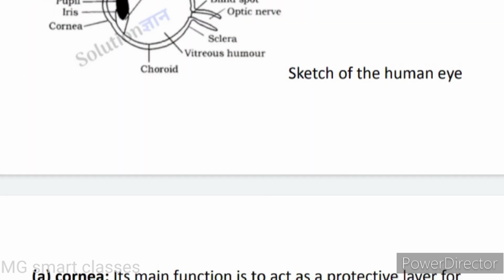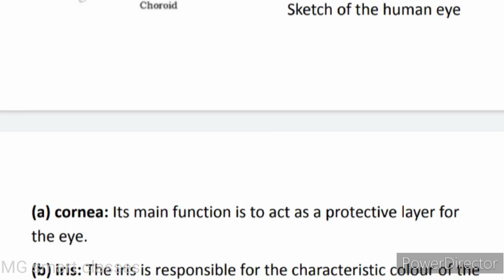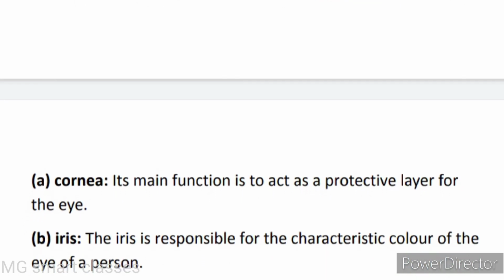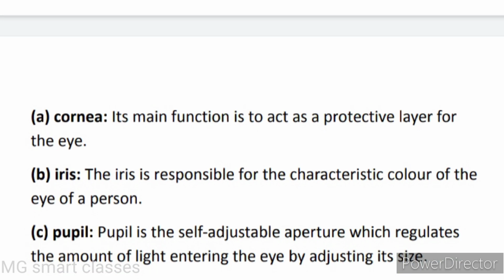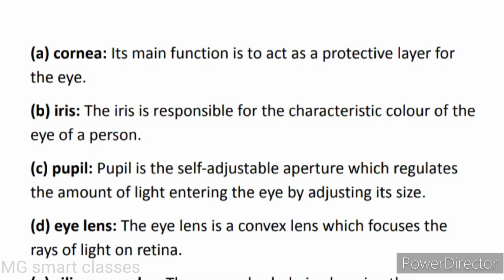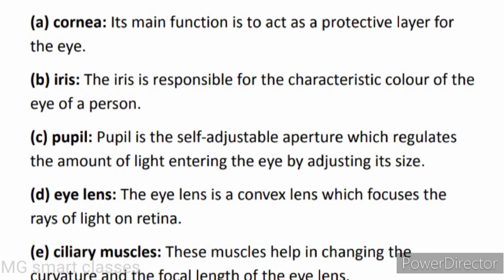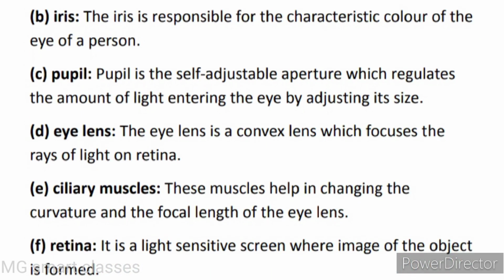A. Cornea. Its main function is to act as a protective layer for the eye. B. Iris. The iris is responsible for the characteristic color of the eye of a person. C. Pupil. The pupil is the self-adjustable aperture which regulates the amount of light entering the eye by adjusting its size. D. Eye lens. The eye lens is a convex lens which focuses the rays of light on the retina.